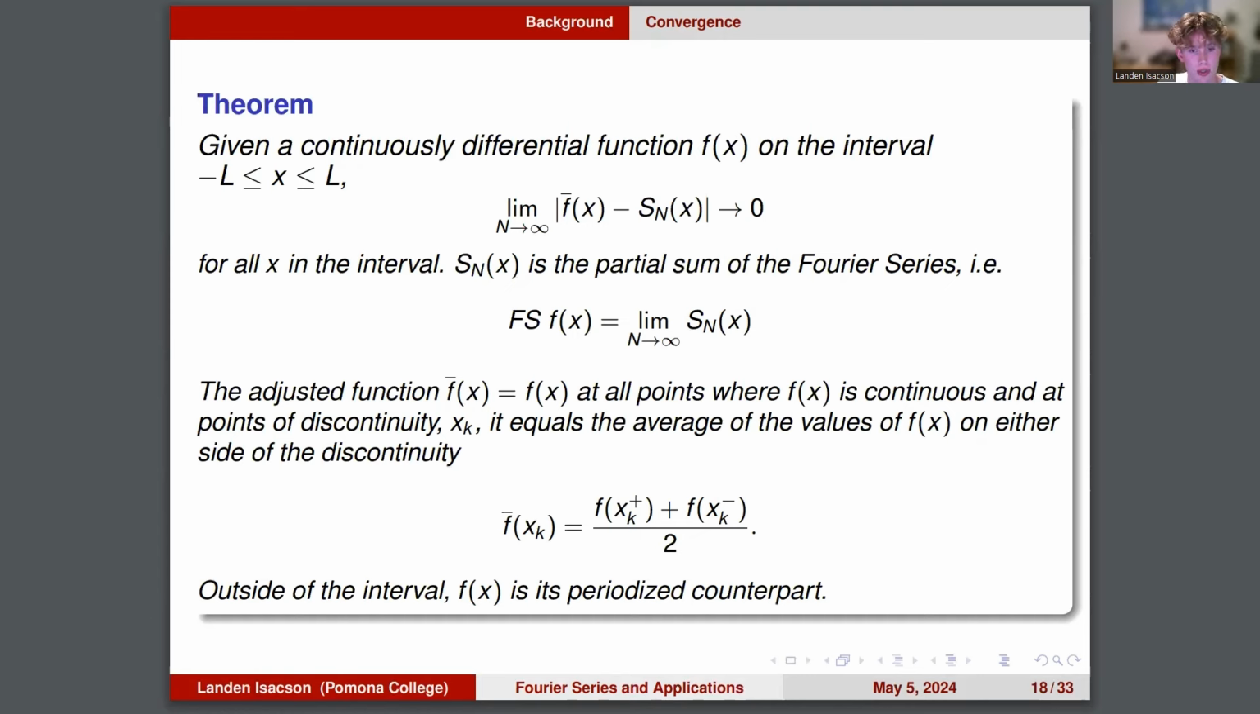We also introduce this concept of the adjusted function, which is equal to f of x at continuous points, and at points of discontinuity, it's equal to the average of the values of f of x on either side of the discontinuity. Before I dive into this proof, I should note that it's a bit long, quite computationally intensive, and in the interest of time, I hope we can really just extract the big ideas to gain a more rigorous understanding of convergence.